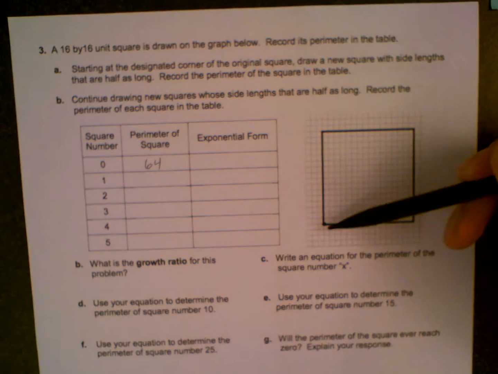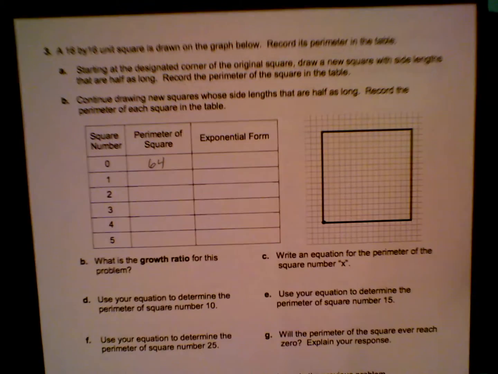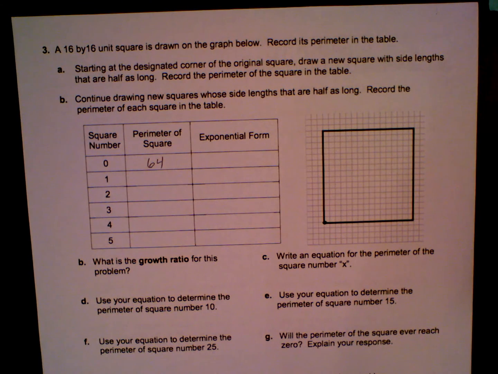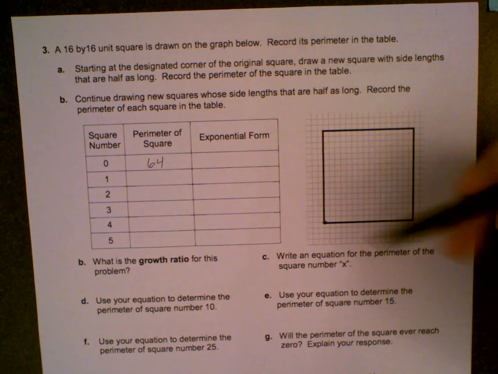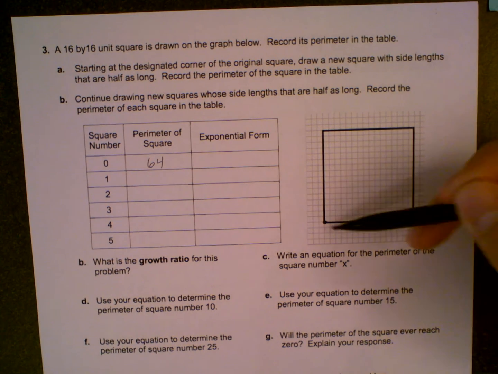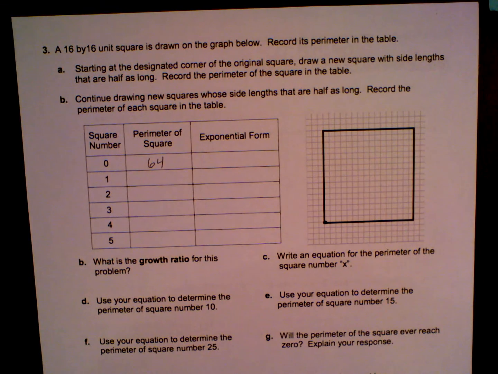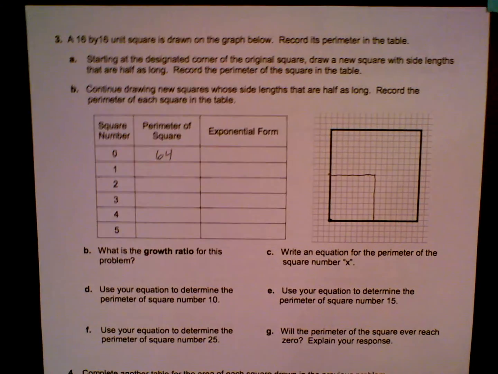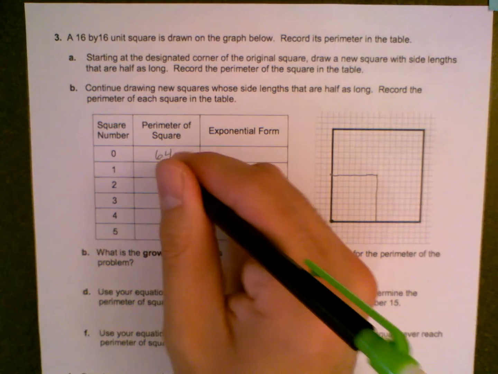All right, A. Starting at the designated corner of the original square right here, we're going to draw a new square with side lengths that are half as long. Record the perimeter in the table. So if it's half of 16, it's going to be 8. So let's draw a square that is 8 by 8, starting at that point here. All right, so we've got our square here. It's 8 by 8 by 8 by 8. So in order to calculate the perimeter, that's going to be 8 times 4, which is 32.